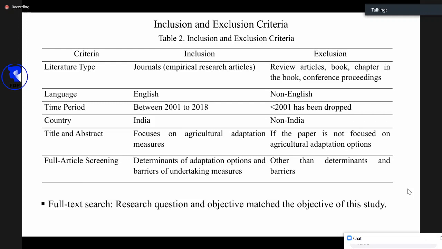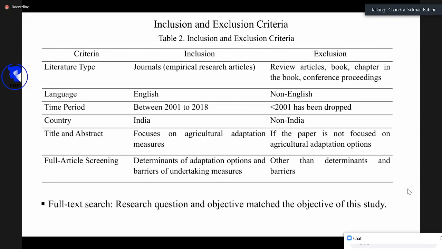First, the literature type. I have included all the papers that are empirical research, and excluded all the review articles, book chapters, and conference proceedings. That's my exclusion criteria. Papers written in English are included; papers not written in English are excluded. And time period: I've considered papers published from 2001 to 2018, so those published outside this range are excluded.